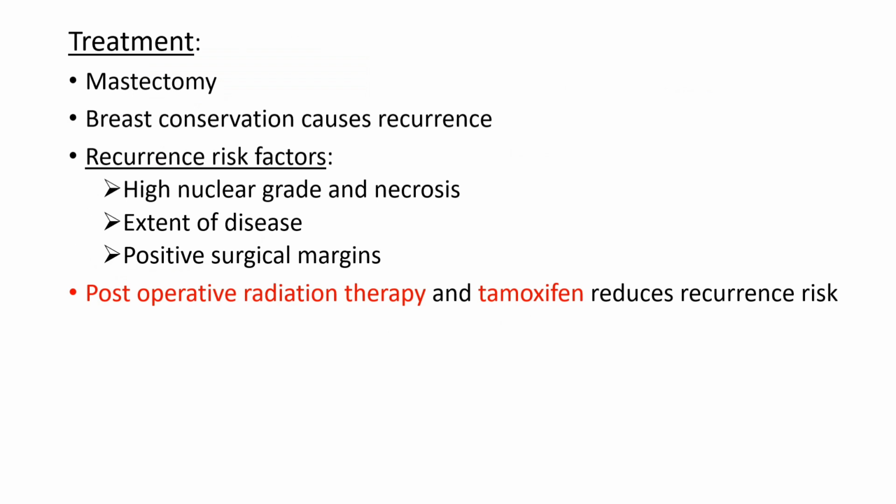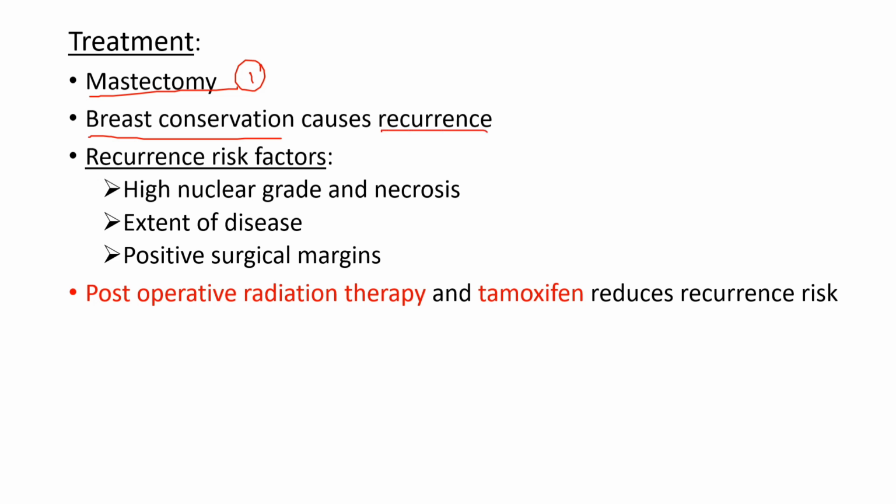Now coming to the treatment, there are two surgical ways of treating breast carcinoma. The first is mastectomy. In mastectomy, we will be removing the entire breast tissue itself, which causes reduced recurrence. And then breast conservation. We will be conserving the breast and excising only the carcinomatous part, which causes more recurrence.